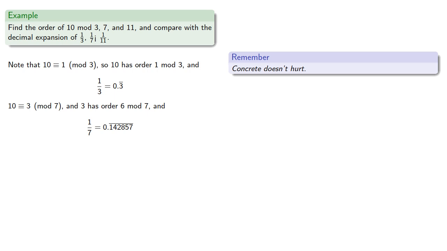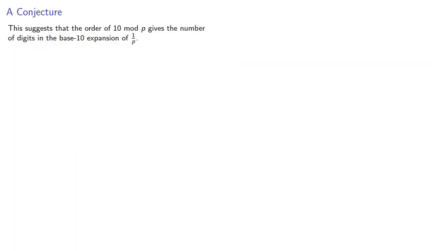10 is actually congruent to -1 mod 11, so 10 squared is congruent to 1 mod 11, so 10 has order 2 mod 11, and we find that 1/11 has a 2-digit repetend. This suggests that the order of 10 mod p gives the number of digits in the base 10 expansion of 1 over p. Let's try to prove this.